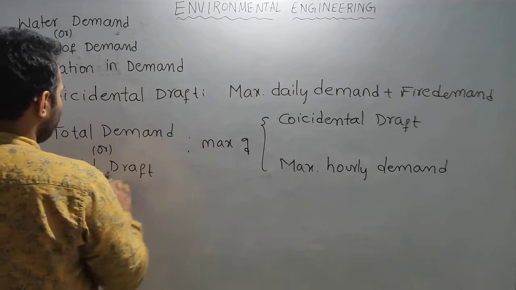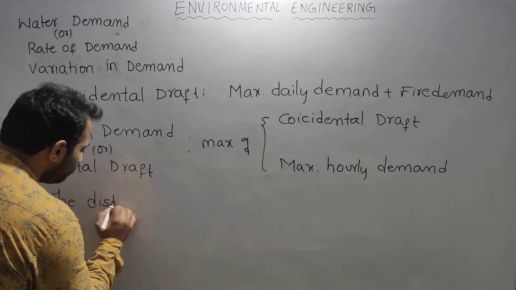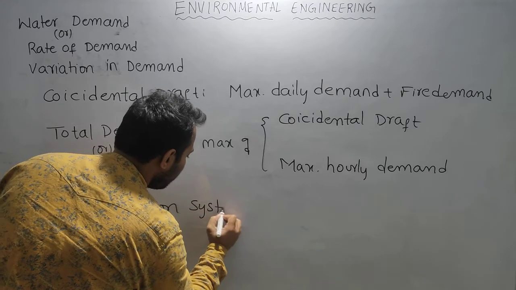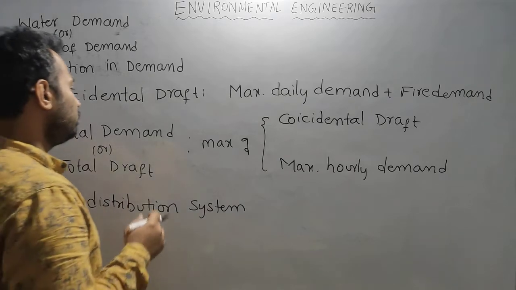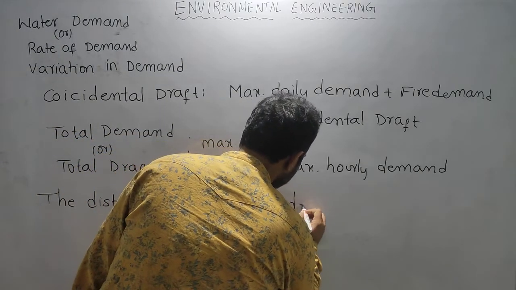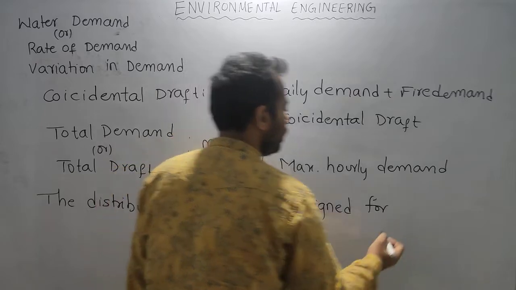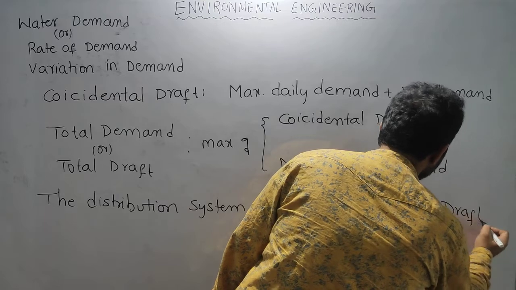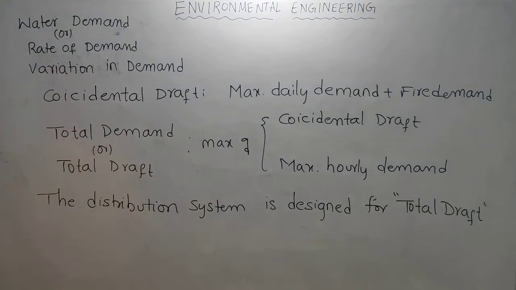Now this total draft: the distribution system, that means where we supply the water to the community, is designed for total draft. Very, very important point. So the distribution system is designed for a total draft. Okay, so these are the things which we need to learn from the GATE perspective.